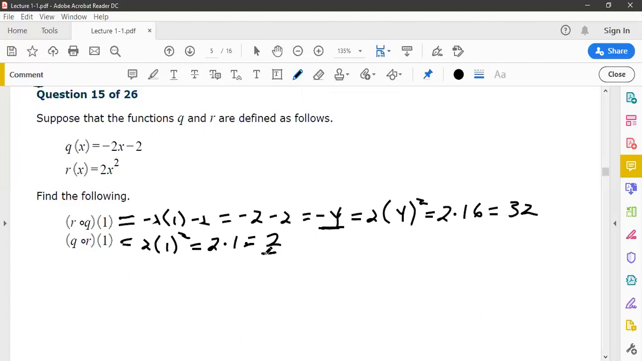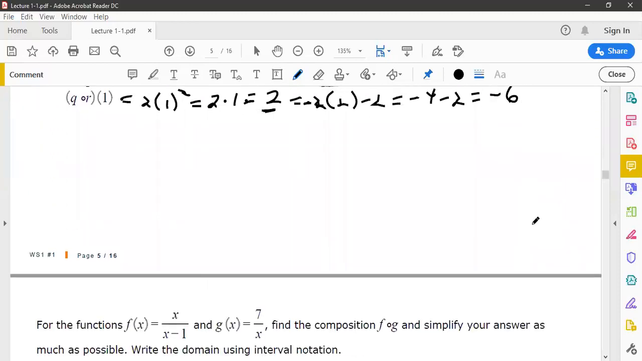Now we take our answer and replace it into x in the Q function. So now we get negative 2 times 2 minus 2. Negative 2 times 2 is negative 4, minus 2 gives us negative 6 for our final answer. Again, the key is to work from right to left.